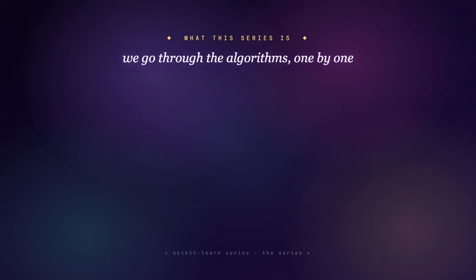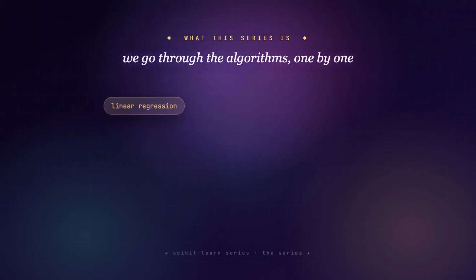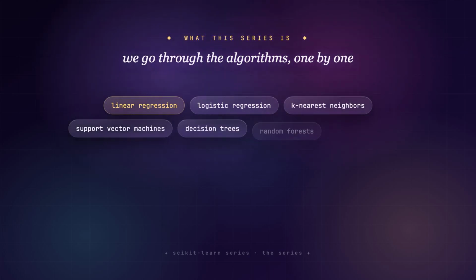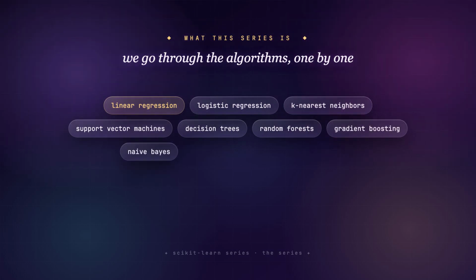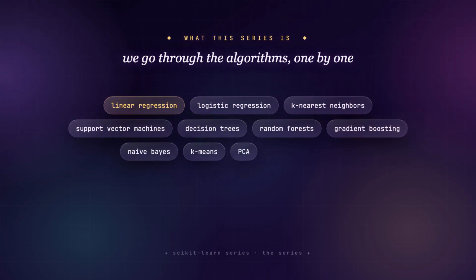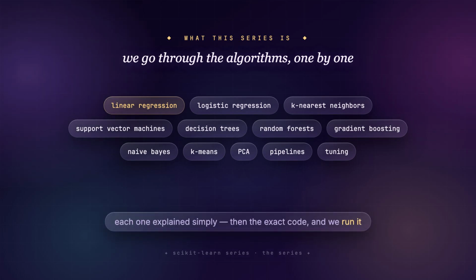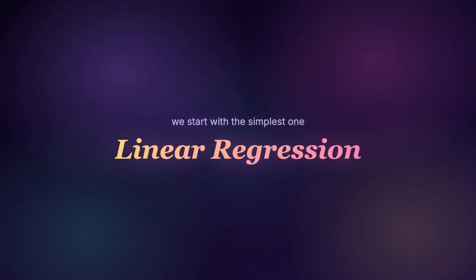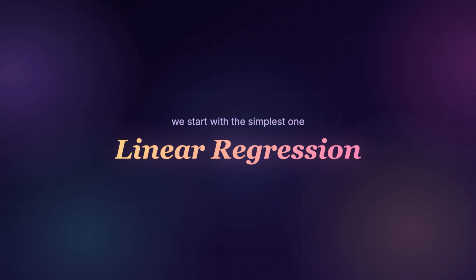Over the next few videos, we'll work through the main machine learning algorithms one at a time. And for every single one, I'll keep it simple. First, the idea in plain language, then the actual code line by line, and then we run it and look at what comes out. We'll start with the simplest one of them all, linear regression. It's the perfect place to begin because the idea behind it quietly shows up in almost everything else.